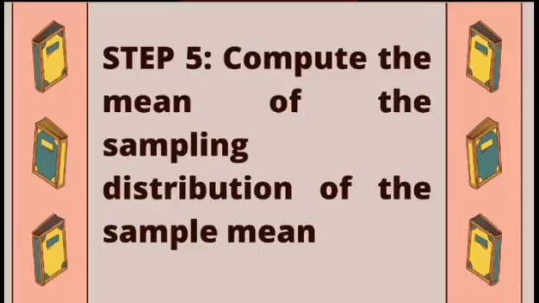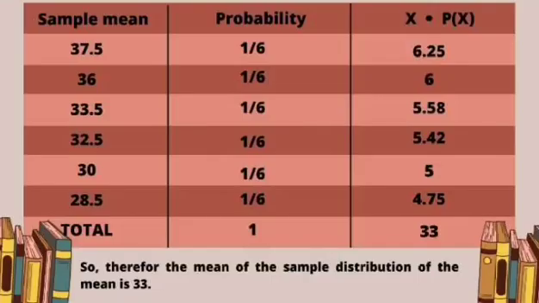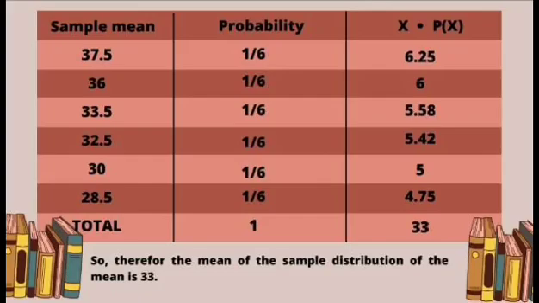Step 5. Compute the mean of the sampling distribution of the sample mean. For the first and second columns, just simply list all the sample means and their corresponding probabilities. In getting the content of the third column, just multiply the sample mean by its corresponding probability. And then after all, add the results. So therefore, the mean of the sampling distribution of the mean is 33.